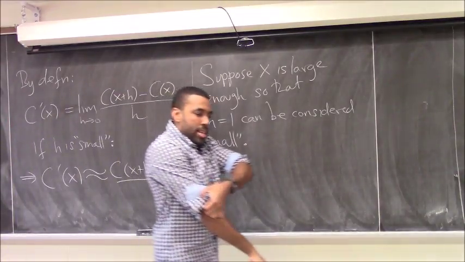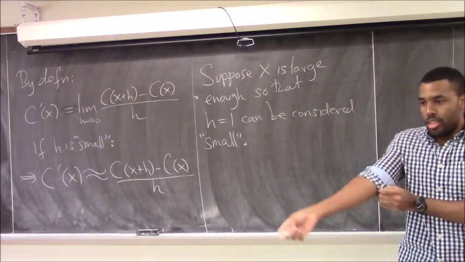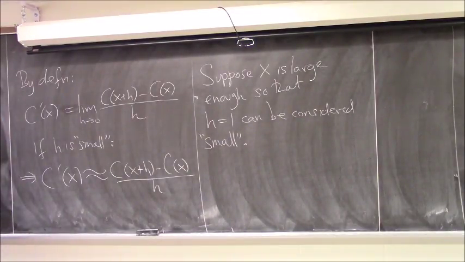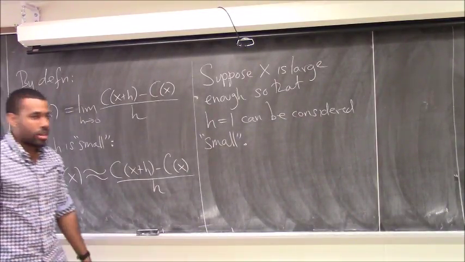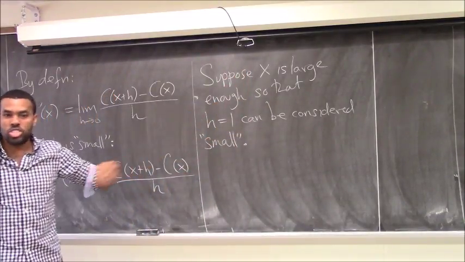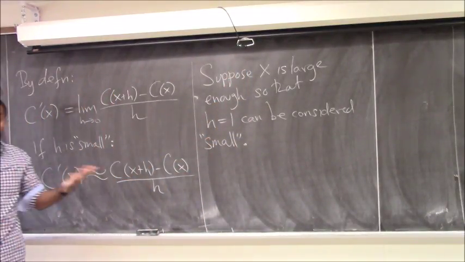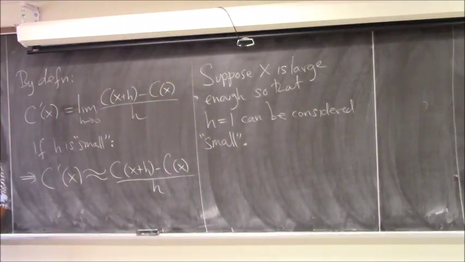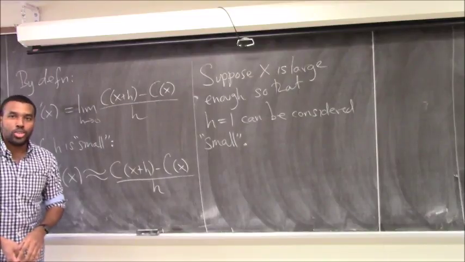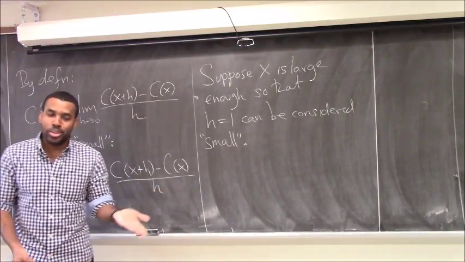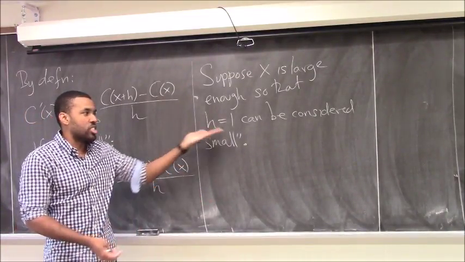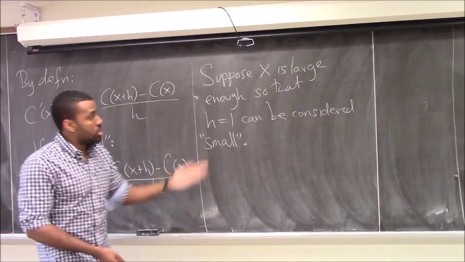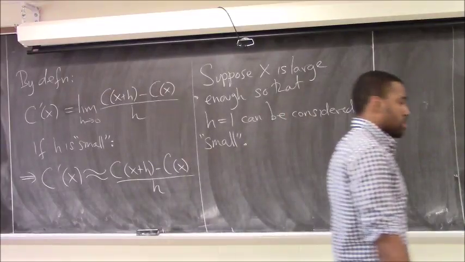So let's say my C of X is the cost of producing iPhone X's in 2017. Then X is a super large number, right? So you're assuming your X is in the thousands, or tens of thousands, or hundreds of thousands, or millions, or something like that. It's so huge that the number one is obviously small, and probably the number one would be as small as you can get. You can't make half an iPhone. You have to have at least one iPhone. That's pretty much the smallest number you can get, the closest to zero you can get. So in some contexts, h equals one might be considered small.